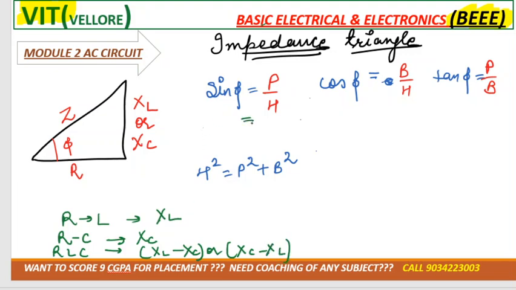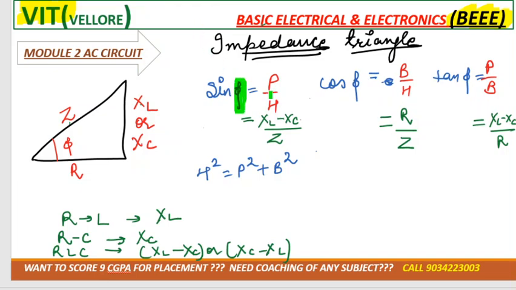So here sine phi is how much? Perpendicular over hypotenuse, so we can take XL minus XC by Z. Cos phi is how much? R by Z. Tan phi is how much? XL minus XC by R, right? So from here, can you get the value for phi as well?